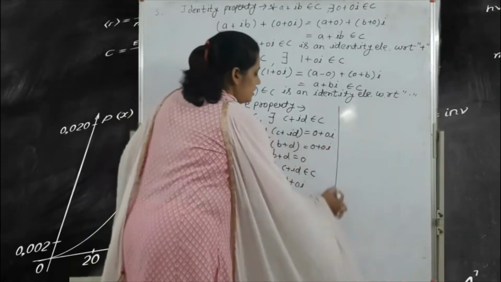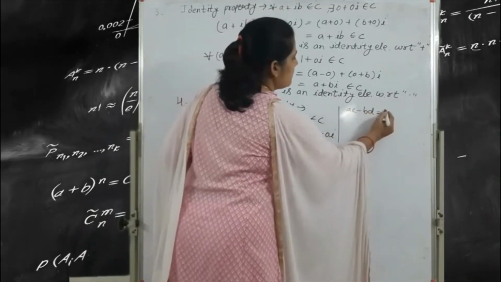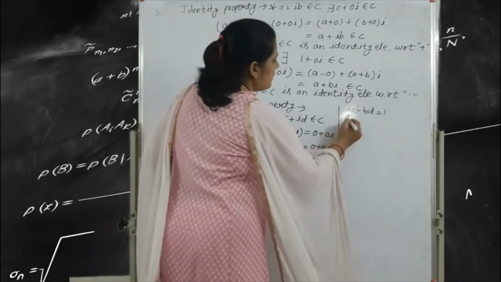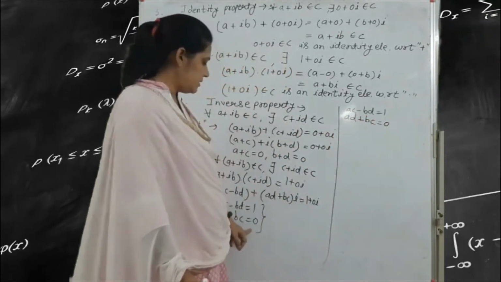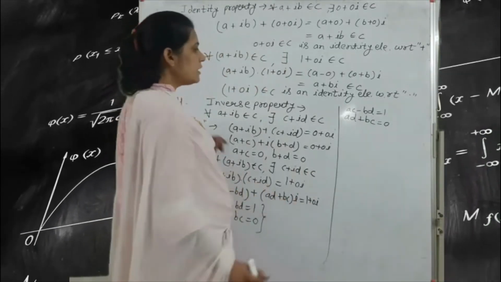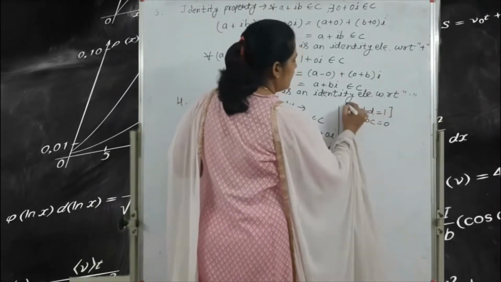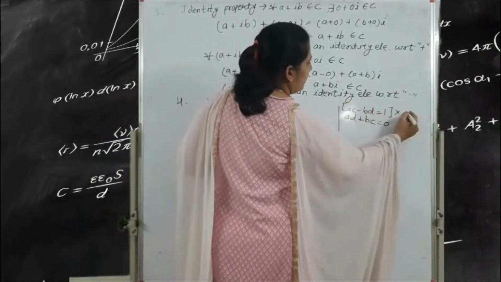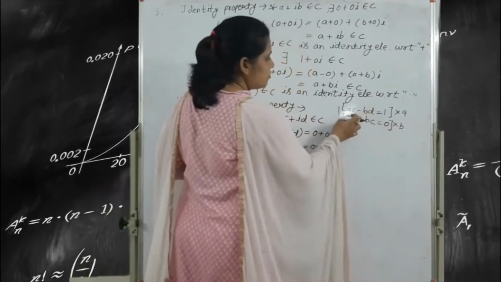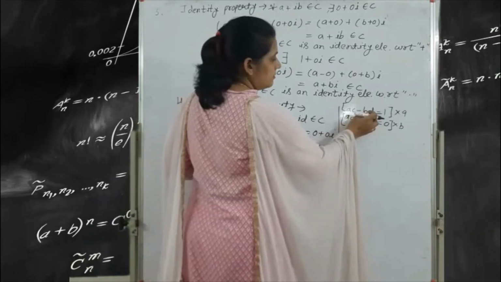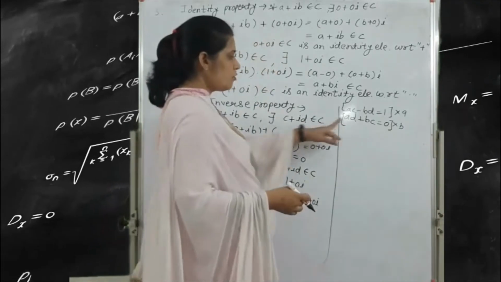Okay, so we solve these two equations: AC minus BD is equal to 1 and AD plus BC is equal to 0, because this is the imaginary part. Here, first you find out the value of C. So here multiply by A and here multiply by B, because these two terms cancel. If we multiply by A, we get ABD, and if we multiply by B, we get ABD again.